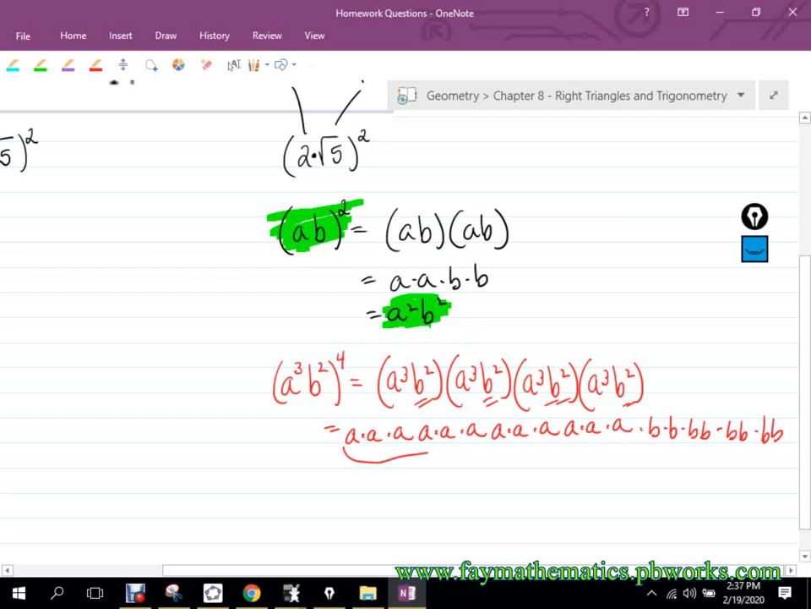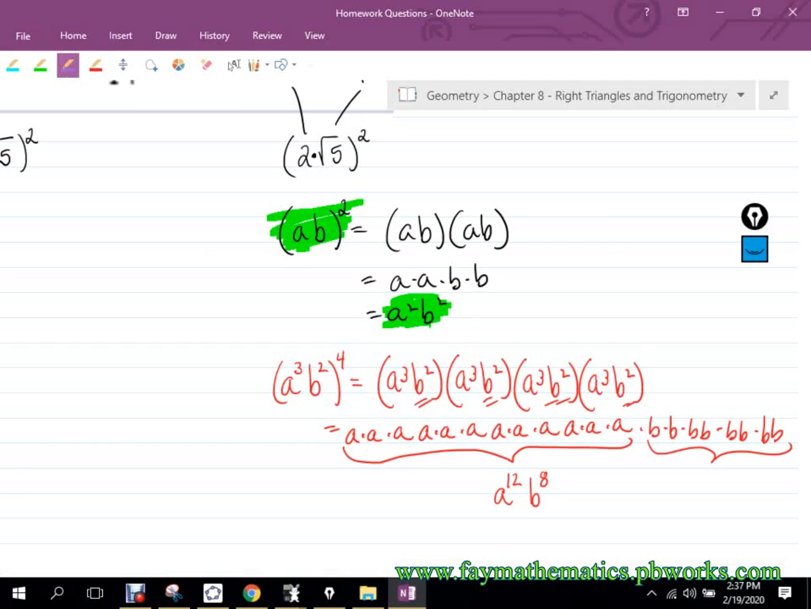How many A's do you have here total if I count those up? 12. And repetitive multiplication, I write using exponents, A to the 12th. This would be B to the 8th. This is what I started with. This is what we got to. Do you remember taking that 4 and multiplying by that 3 to get my 12? And multiply that 4 by that 2 to get that 8?